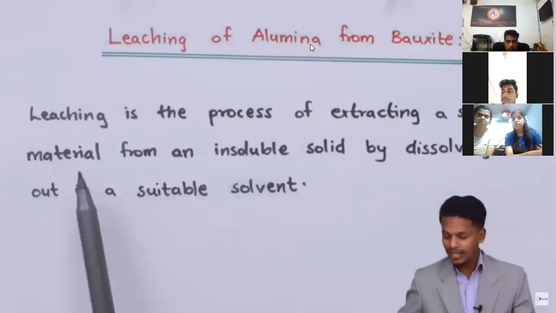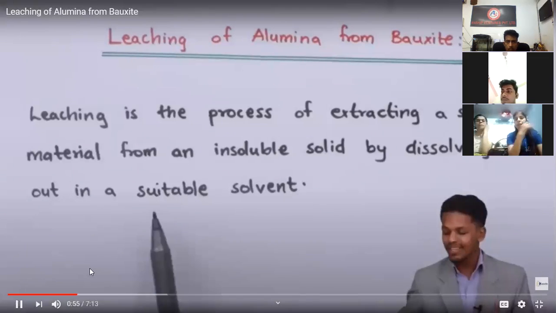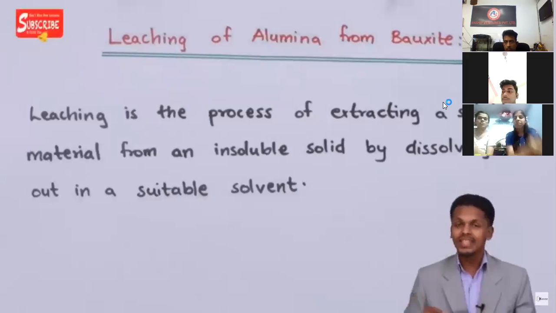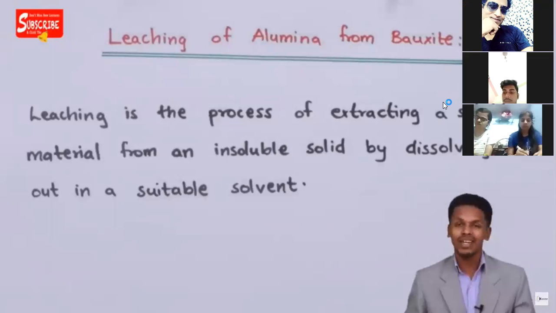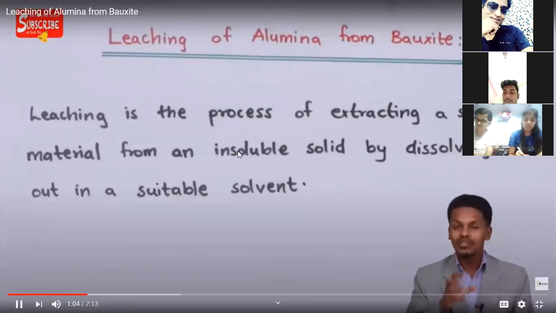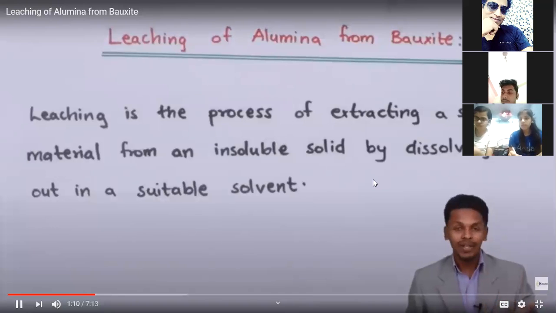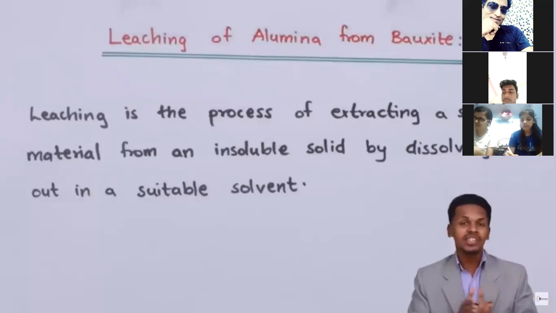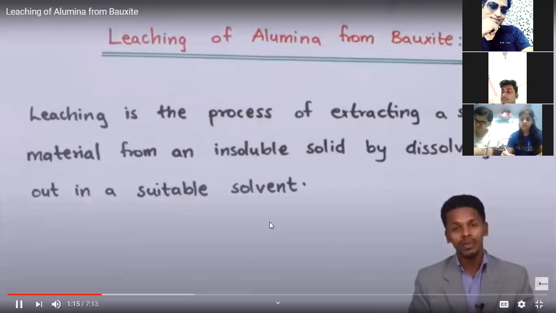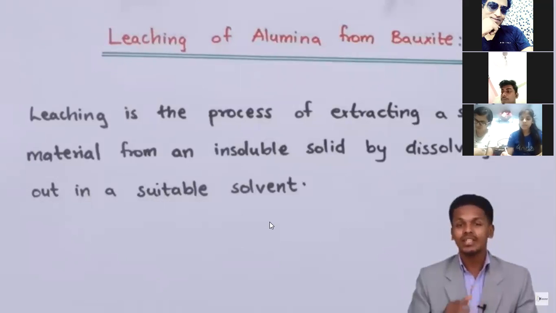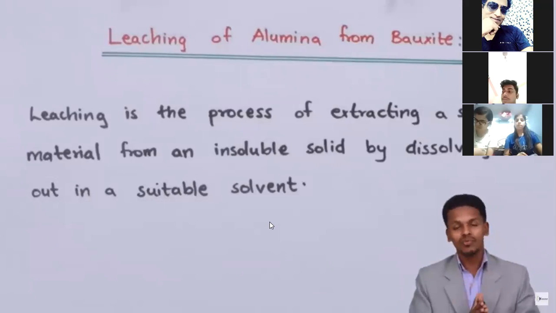Leaching is the removal of a soluble part from an insoluble solid by dissolving it out in a suitable solvent. In this case, we are going to talk about the leaching of alumina from bauxite. That means we have to extract the soluble ore part and eliminate the insoluble impurity, and this process is known as leaching. Leaching of alumina from bauxite has two different methods, and that is what we are going to talk about.